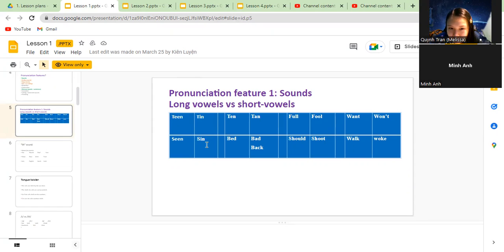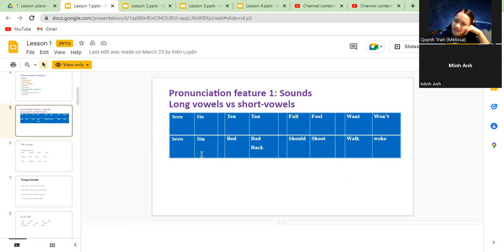I got tin and sin. Seen is the long E sound, and tin is the short E sound. Okay, so what's the difference between them? We have to keep the voice longer. Really? I don't think so.